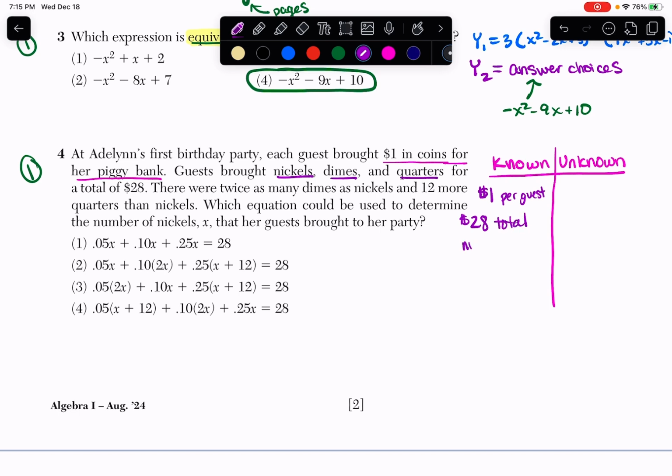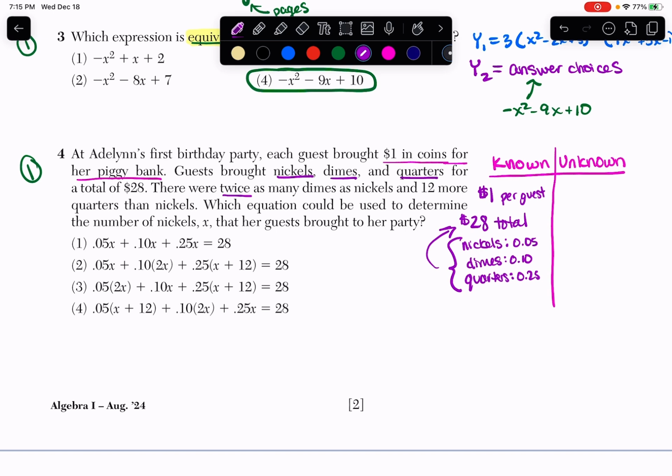And we have nickels, which I'm just going to remind myself right away. A nickel is 5 cents. We have dimes for 10 cents. And we have quarters for 25 cents. So these things are combining to create $28 total.